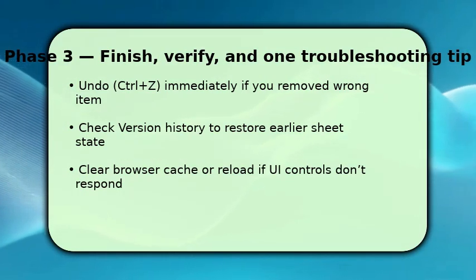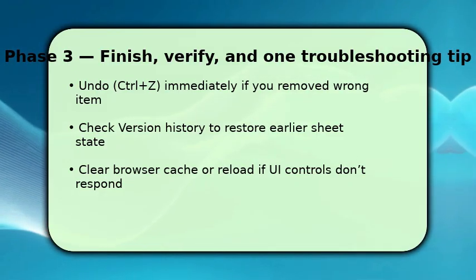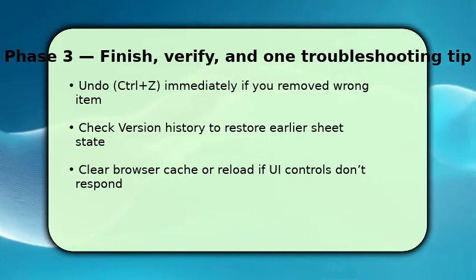If you accidentally remove the wrong element, press Ctrl+Z or use Edit Undo immediately. That reverts the change. If undo isn't enough, open version history to restore a prior state.